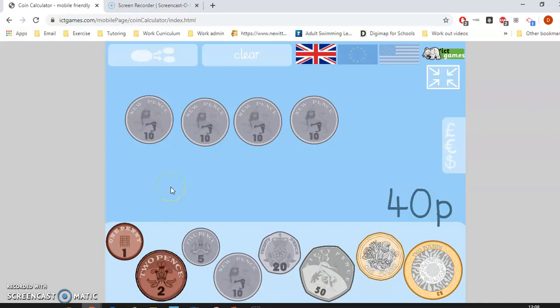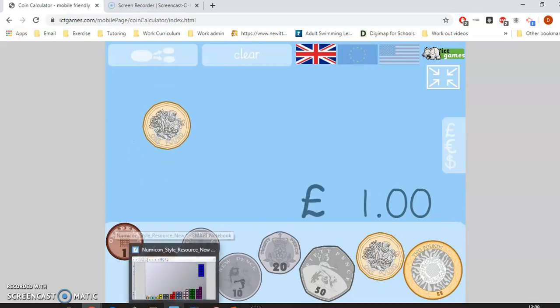Have a think, how many lots of 10p do we need for it to be 40? 1, 2, 3, 4. If I add this extra coin here, think how many 10p that would be worth. If I've got 60p, how many 10p would that be worth? We can show by swapping that 20 for 2 tens, which is worth the same amount. We need 6 coins.